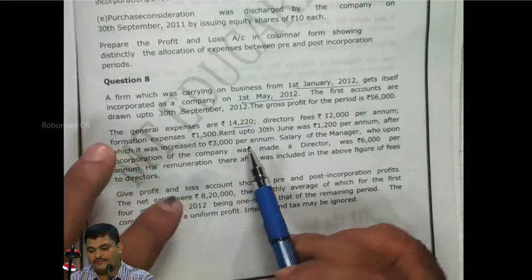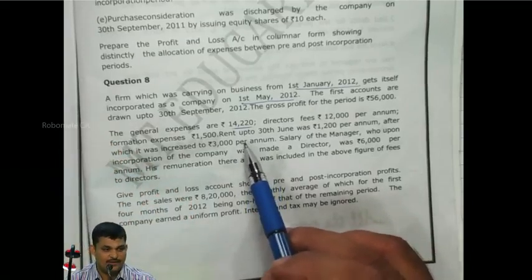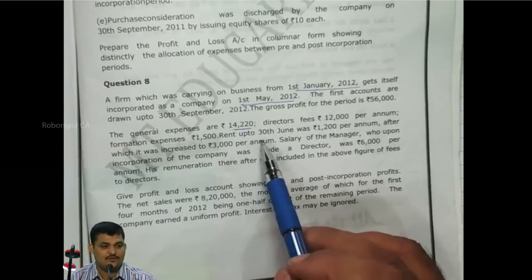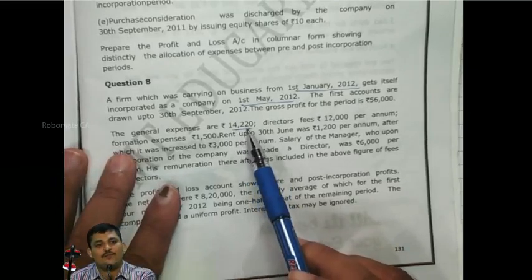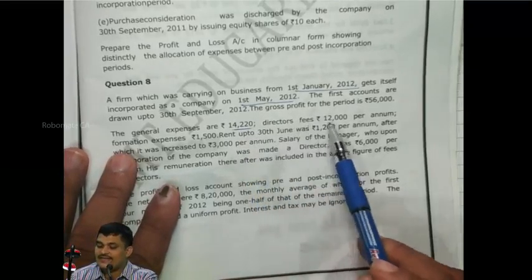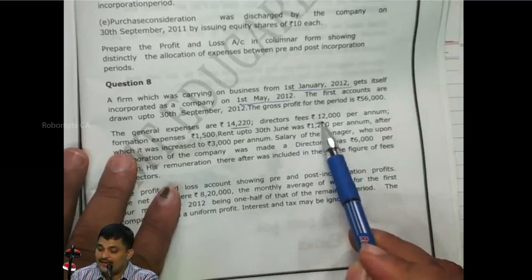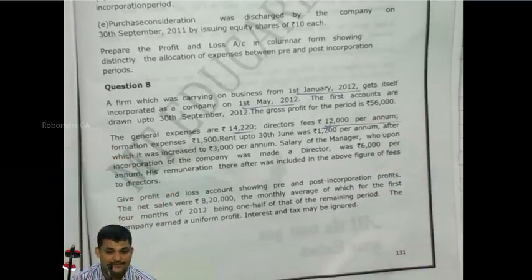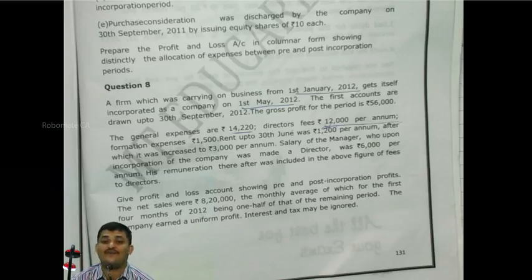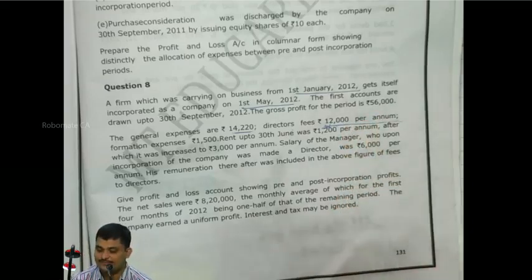These are all the questions which appear in revision test papers, and every chance it can come in the examination. So please learn that problem properly. 14,220 is expense for how many months? 9 months. Director's fee 12,000 rupees per annum. You should know that director's fee will come only in the post. So I should not find it for 9 months. I should find only for 5 months and take that exclusively in post. Fine. So we will show a separate working note for that.